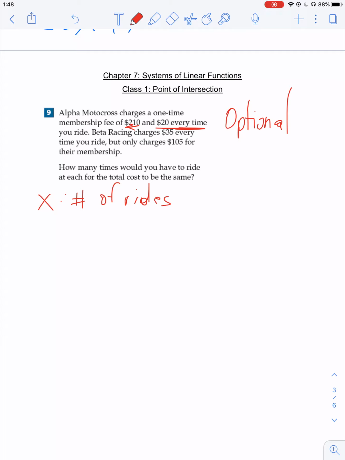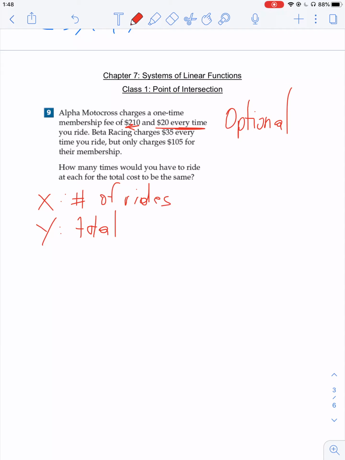No, not an amusement park. I think this is like some kind of racing stuff. I don't know, maybe bikes or something. I'm not too sure. Okay, anyway, so y will be the total cost.